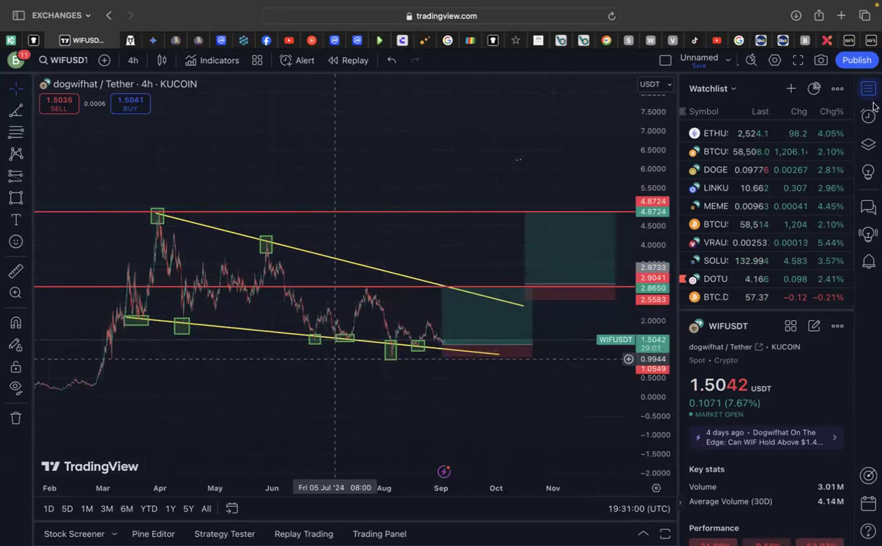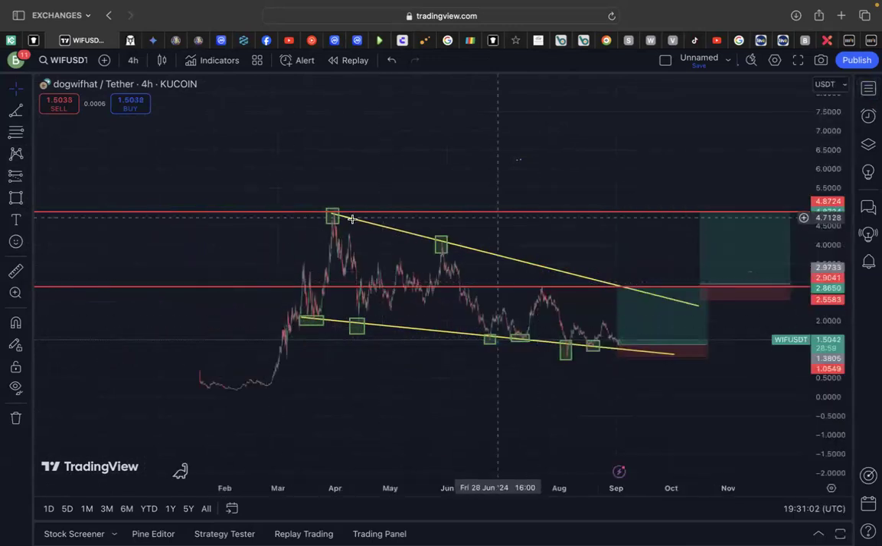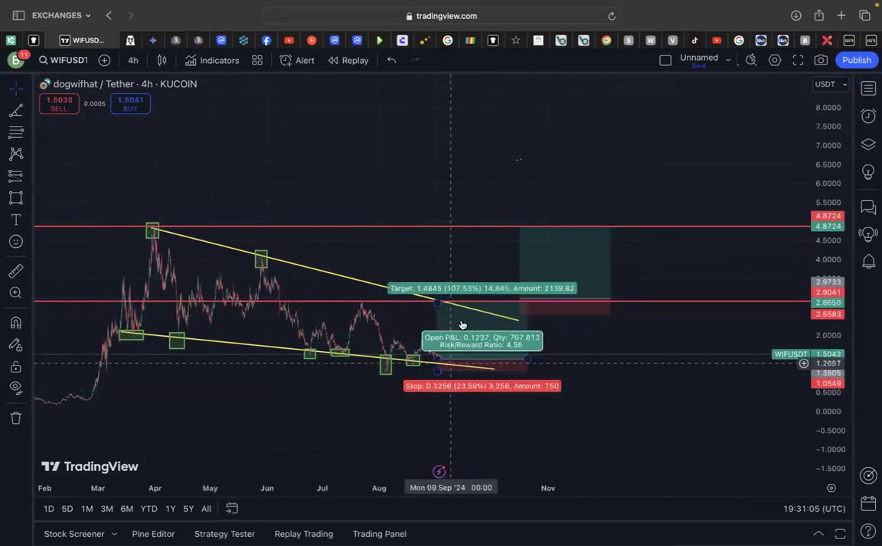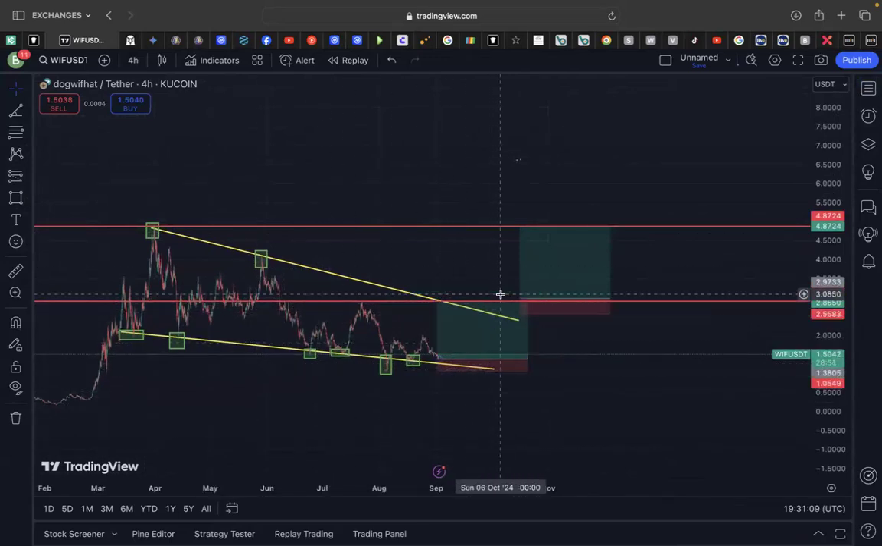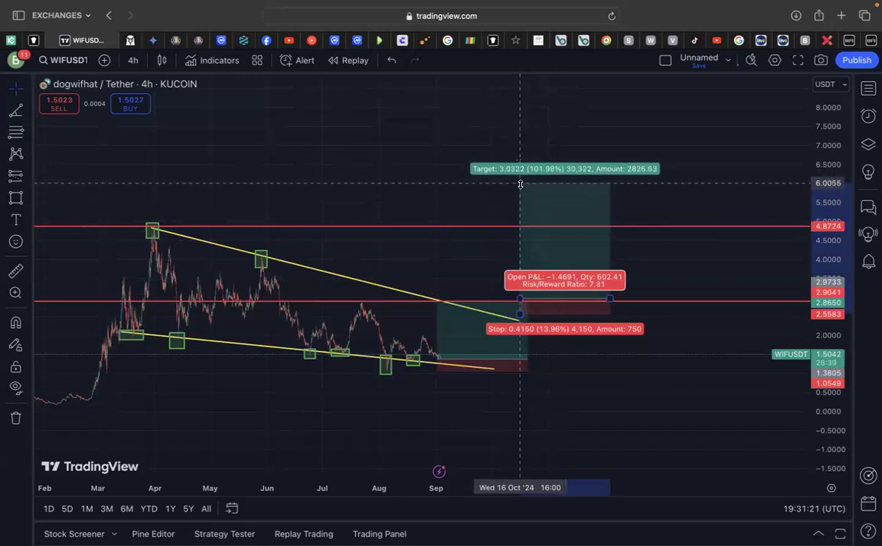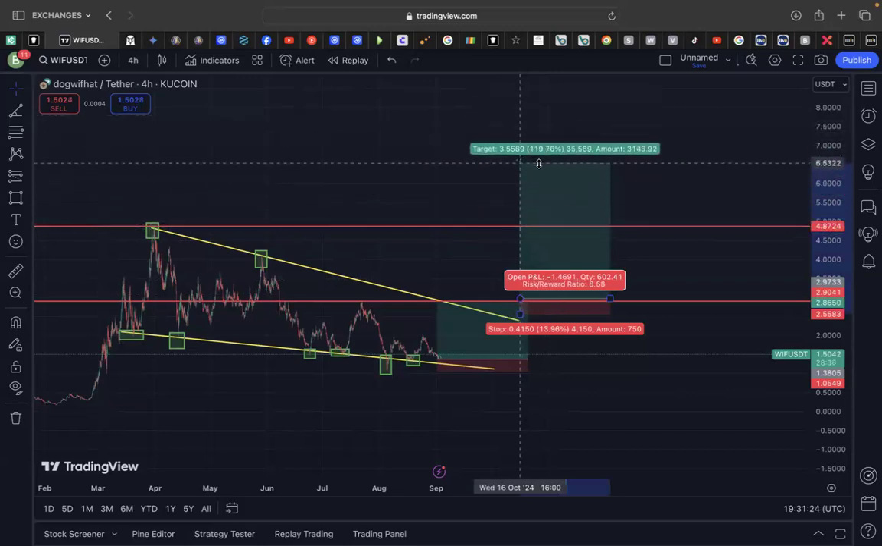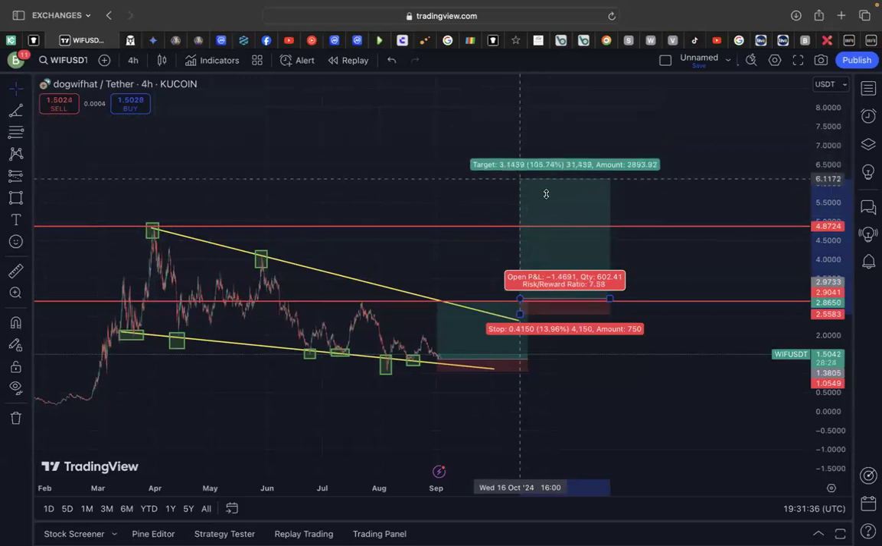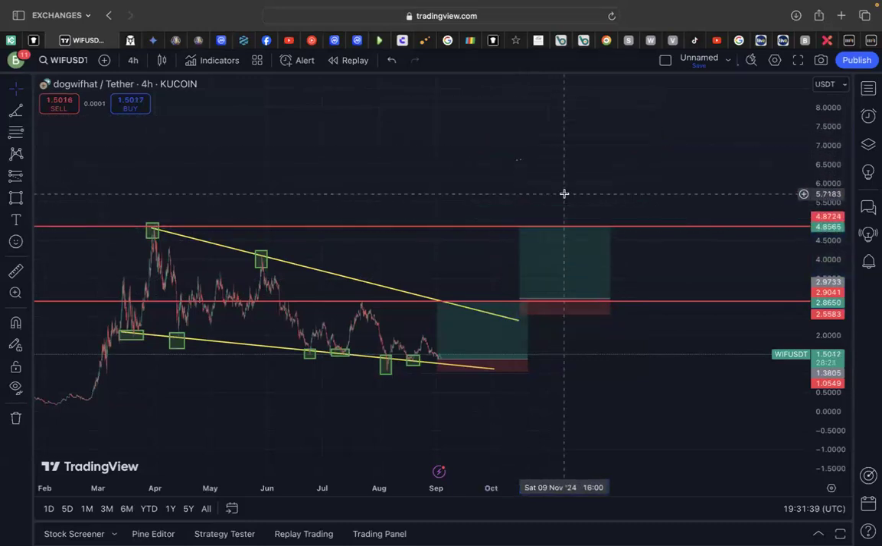So from the layout of WIF, we were able to identify this. WIF is looking to go up all the way to $2.9, and it can potentially break above $3 and go as high as $5. Once we break above this, we will be going into unknown territory, exploring new all-time highs. That is what Dogs with a Hat is giving us.